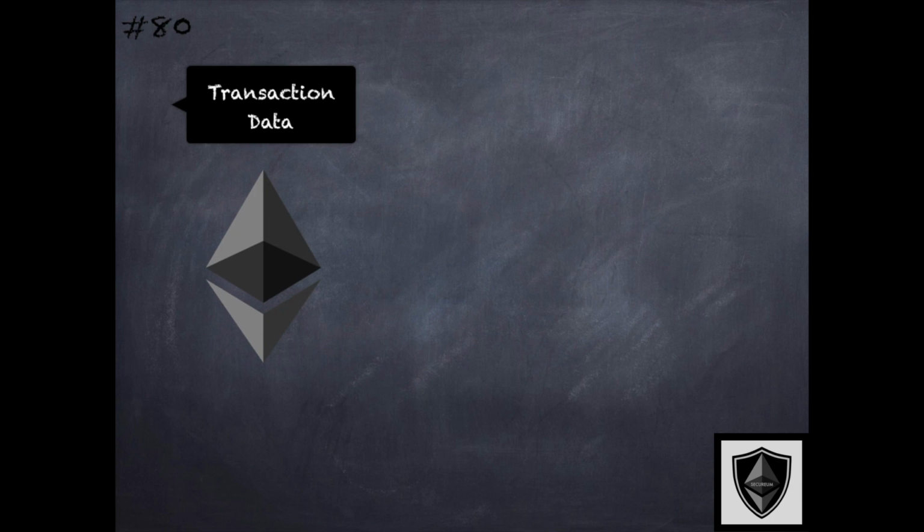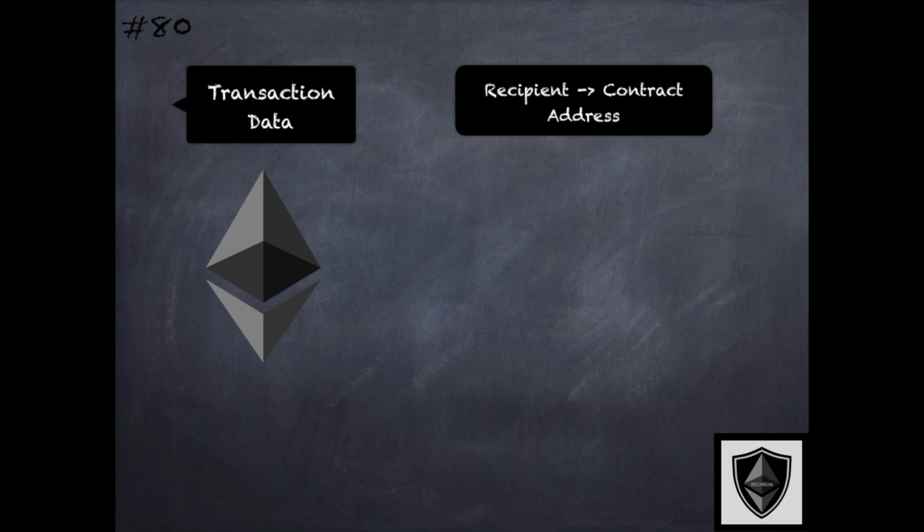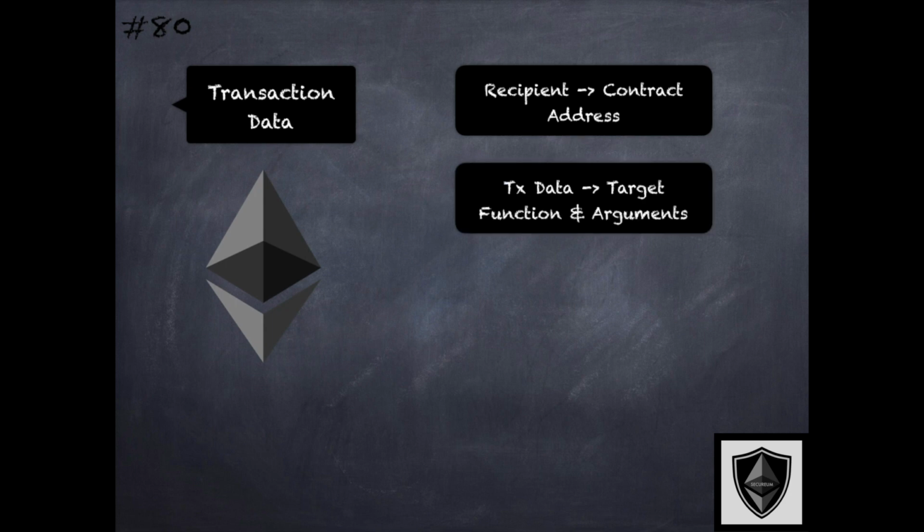Now let's take a look at what the transaction data contains. We touched upon this when we were discussing the components of a transaction, and one of them is data. Now recall that this is really relevant when the transaction is being sent or targeted towards a contract account, where the recipient of the transaction is a contract account. In that case, the transaction data contains two components. It has to specify the function of that contract that is being invoked, and if that function requires any arguments, then it needs to specify those as well.